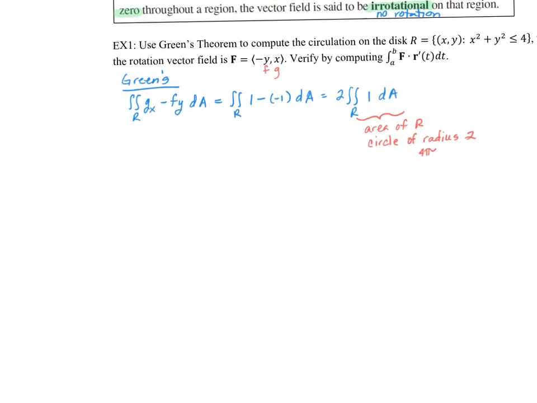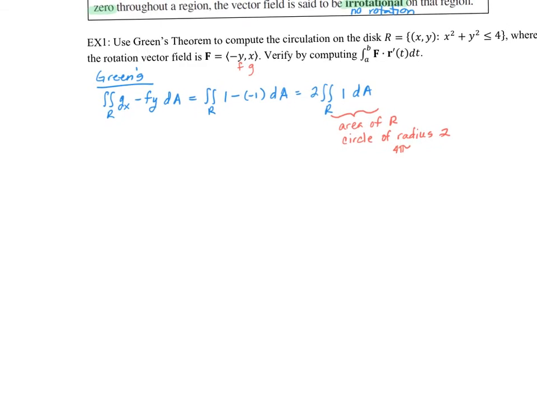Putting all of this together, I didn't even have to figure out my limits of integration. I know that 2 times this double integral over this region, integrand is 1, is going to be 2 times the area of the region, which is 4 pi, and that's equal to 8 pi. Using Green's theorem, the circulation is 8 pi. So although it's not asking for it, I have a positive circulation. That tells me that the circulation is going counterclockwise.